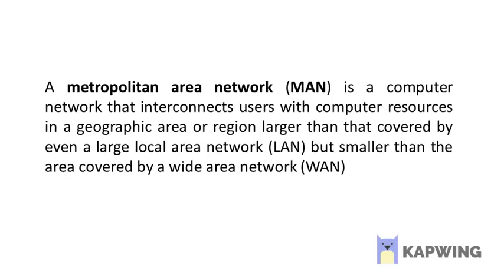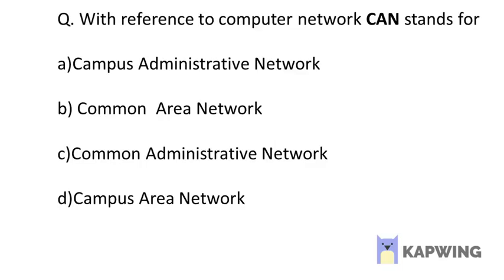So the Metropolitan Area Network is a computer network that interconnects users with computer resources in a geographic area or region larger than that covered by a LAN and smaller than that of a wide area network. So friends, remember this very important difference. It is larger than LAN and smaller than WAN, that is, wide area network. So this will be helpful for you. Moving on to the next question.